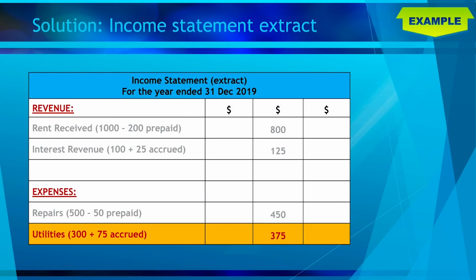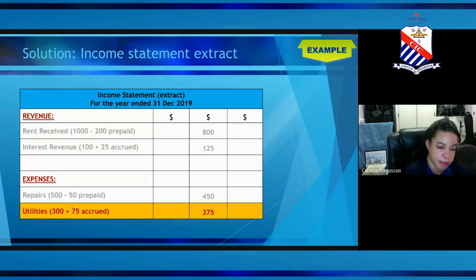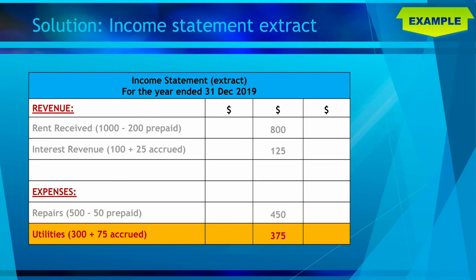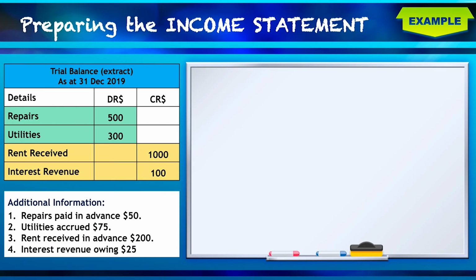like this. So you see the highlighted area. You have utilities under expenses. You would put your working, open brackets, 300, which is the amount you got from your trial balance, plus the accrual. So add the accrual, 75, and your answer goes in the column, $375. Got it? Yeah?